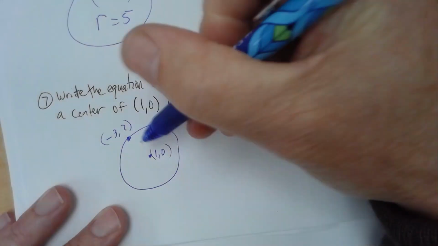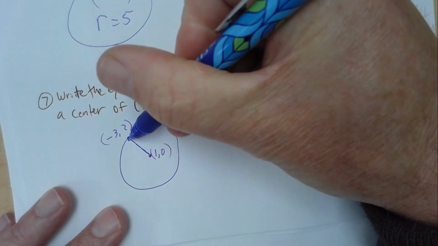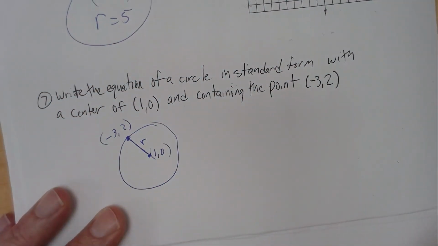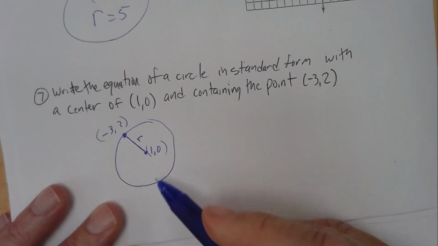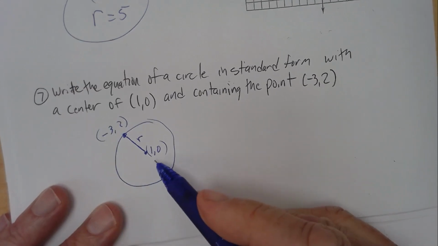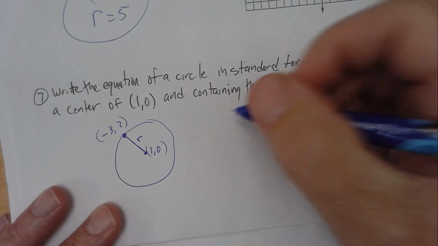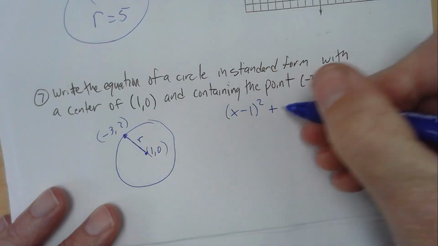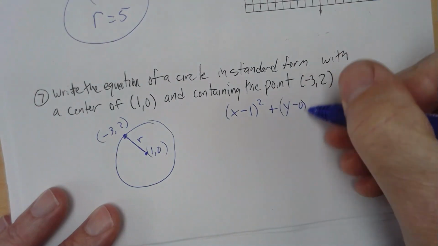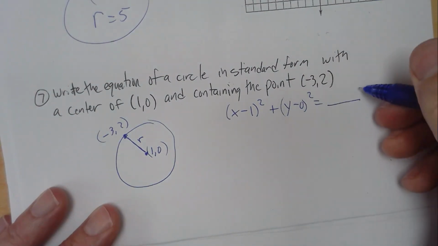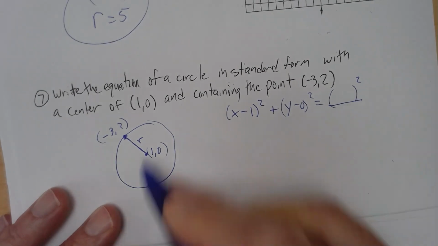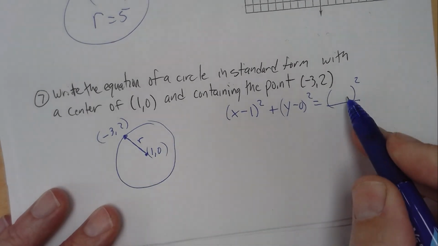So what I really need to know is that distance, that radius. So I need the distance formula to do this problem. I know the center, right? The center is your h and k. That's done. So it's going to be (x minus 1) squared plus (y minus 0) squared is equal to radius squared. Okay? So whatever the radius is, I've got to square it. So I've got to figure out the radius.